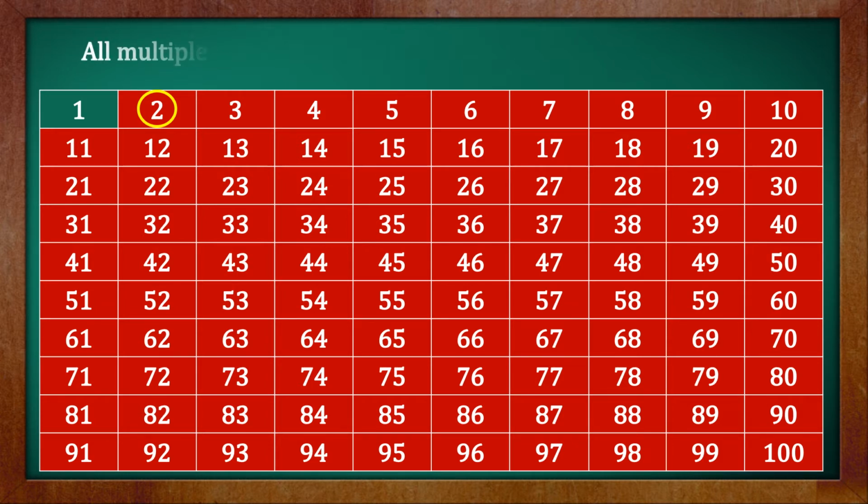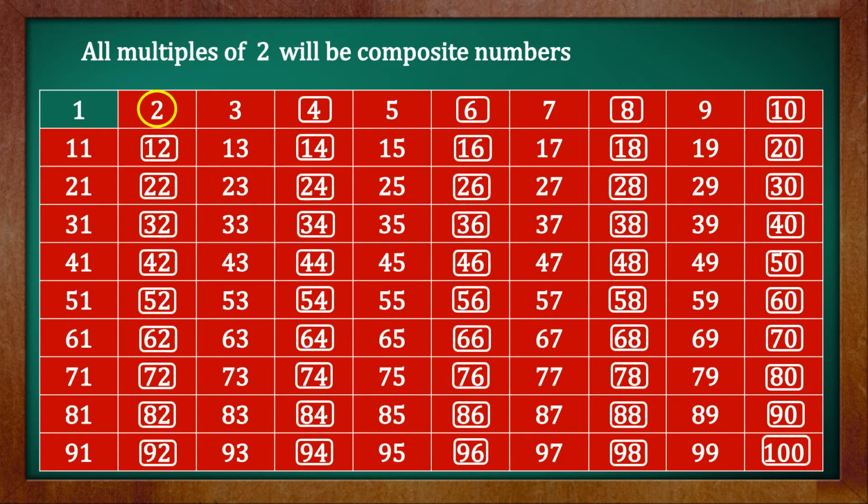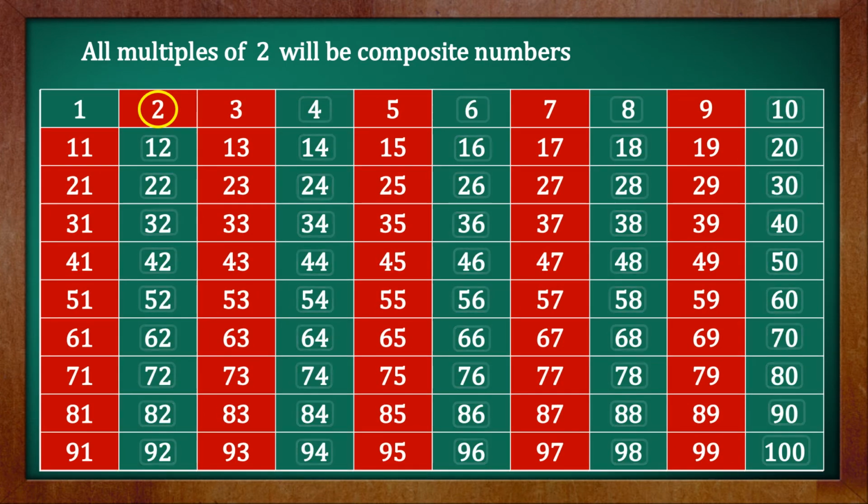But all the multiples of 2 will be composite numbers because along with 1 and the number itself, the multiples of 2 will have 2 also as a factor. Since all multiples of 2 are composite numbers, we will cross out these multiples from the table.